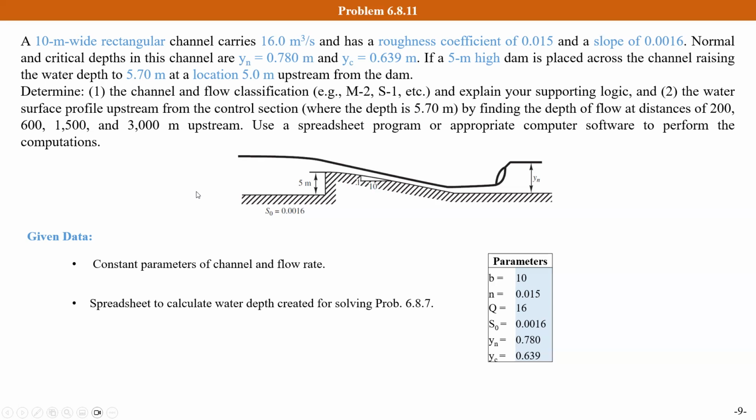So in general, currently we have two pieces of information. The first one is the constant parameters of channel and flow rate, which is shown in this table. And second, because this problem asks us to calculate the water depth at a different section, we can directly revise the spreadsheet that we used in problem 1 to do that.